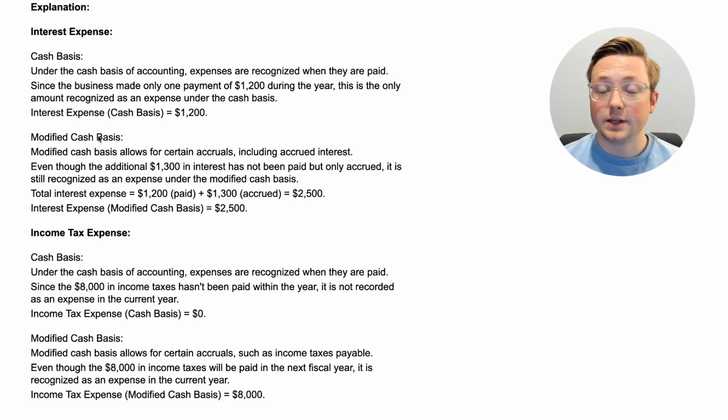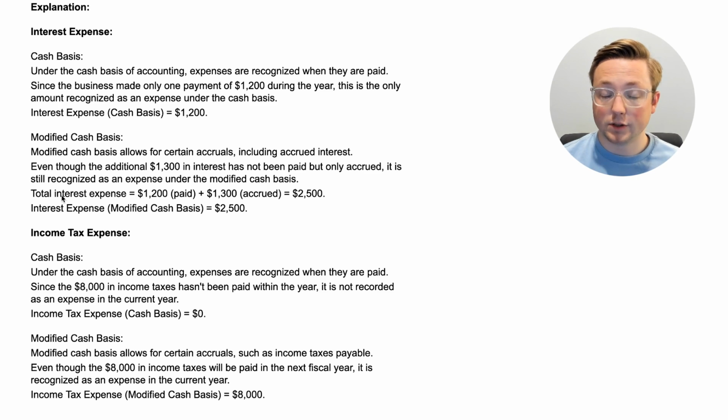But for modified cash basis, which again is quite similar to accrual in a lot of ways, and you could get confused between modified cash and accrual, which is why I was explaining it in question 3. Modified cash is still a little bit different than accrual, especially when it comes to recognizing revenue. But if you know how to do accrual accounting, you'll know how to do a lot of modified cash basis accounting, because modified cash basis does allow for certain accruals, such as accrued interest. Even though the additional $1,300 in interest has not been paid, but only accrued, it is still recognized as an expense under the modified cash basis.